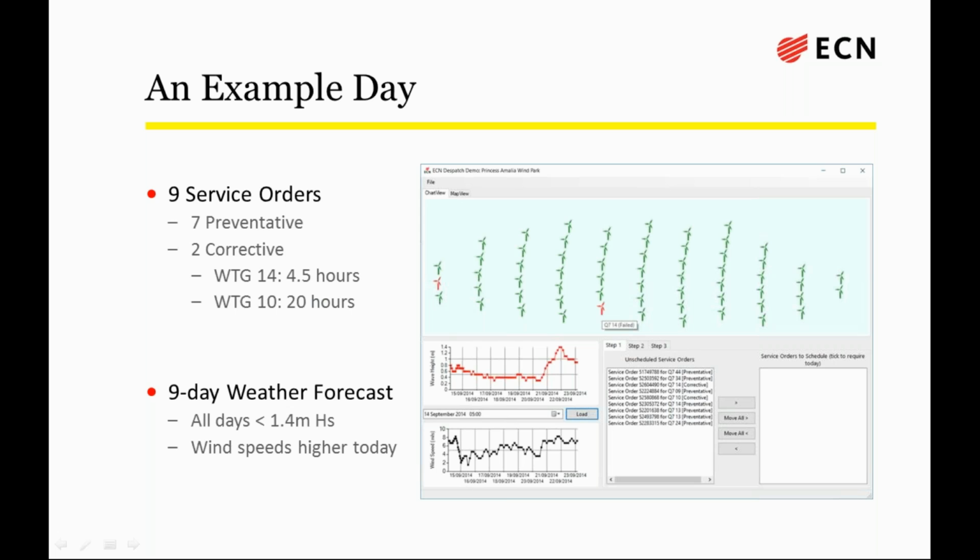However, the other service orders will require us to turn the turbines off to do them. And we've seen that the wind speed in the future days will fall, meaning if we turn turbines off today, we will lose more energy than if we turn them off in the future. So therefore, the plan for today should not include any of the preventative service orders, but should complete the 2 corrective service orders. The question is, do we have the resources available to do that?